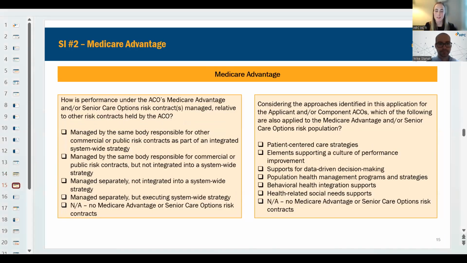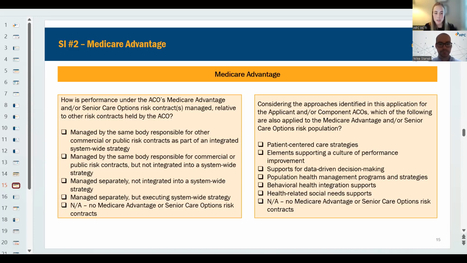The other domain that we'll cover within this year's application in the required supplemental information section is Medicare Advantage. And we recognize that this might not be a relevant topic for all organizations if you don't have a Medicare Advantage or senior care options risk contract in place from the past 2 years. These contracts have historically not been a part of ACO certification. However, in recognition of the rising prevalence of Medicare Advantage and senior care options risk contracts in the Massachusetts healthcare market, we are interested in better understanding if and how these contracts fit into your ACO strategy.